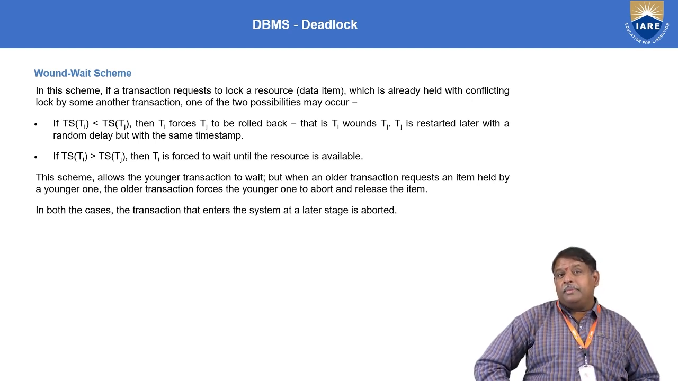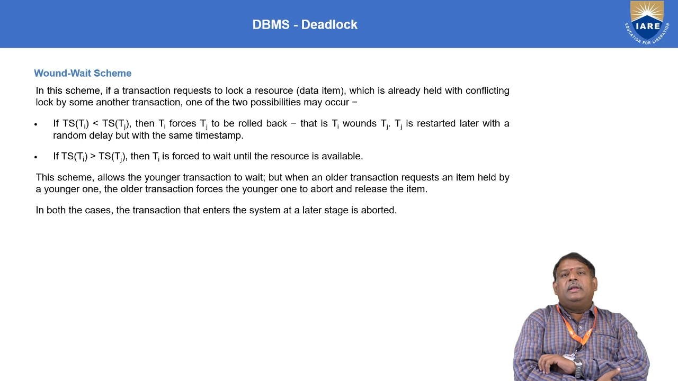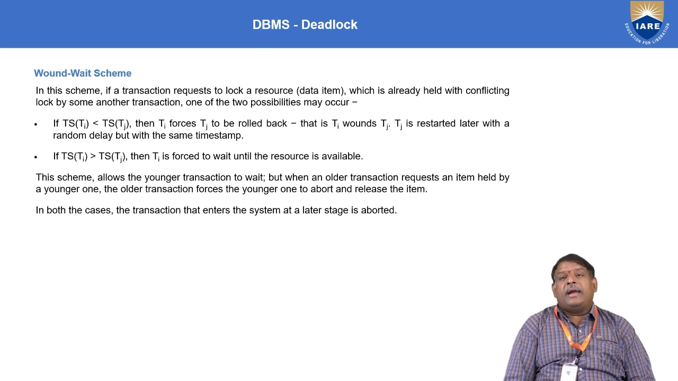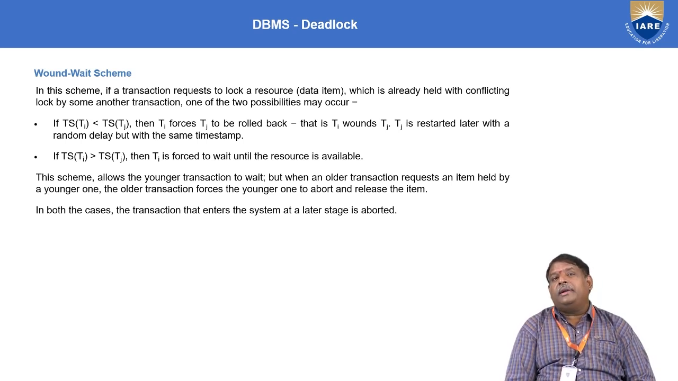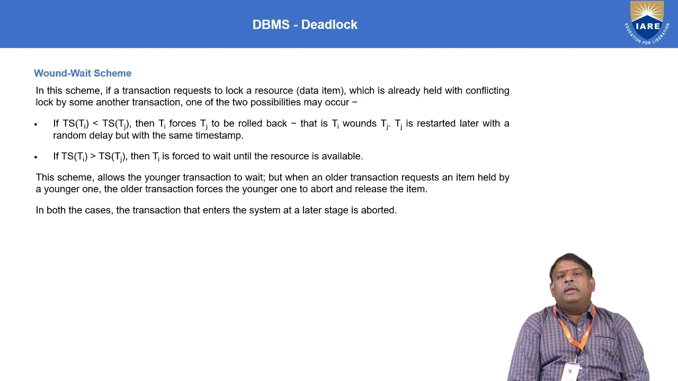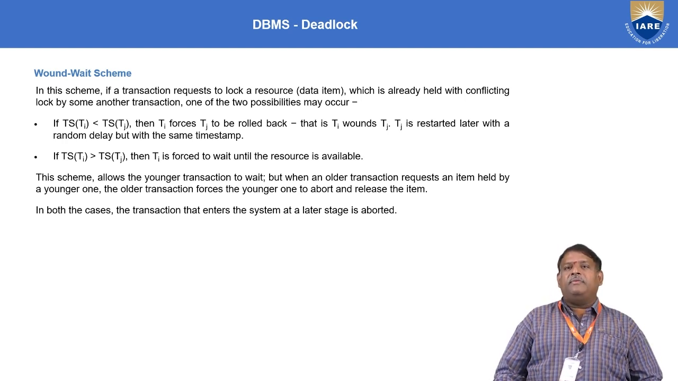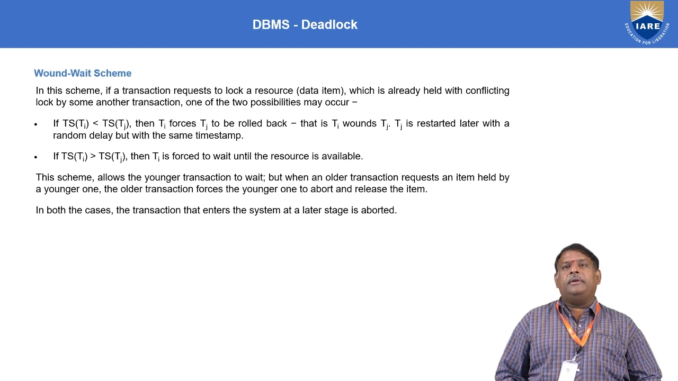This scheme allows the younger transactions to wait, but in the earlier case, the younger transaction was killed. But here they can wait. When the older transaction requests an item that is held by the younger one, the older transaction forces the younger one to abort and release the item. In both cases, the transaction that enters the system at a later stage is aborted.